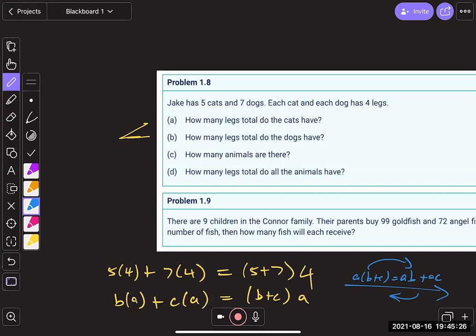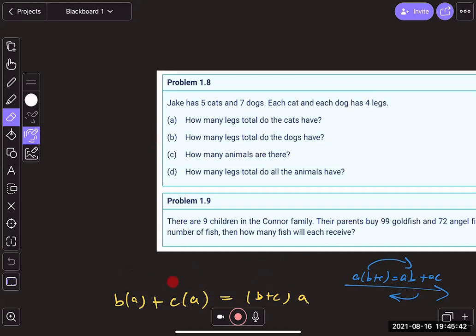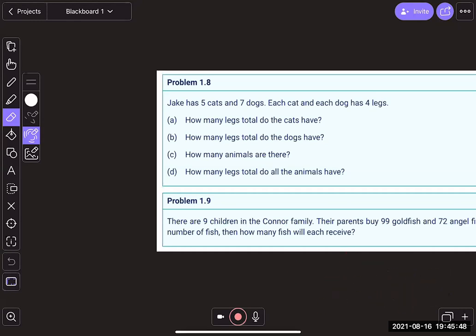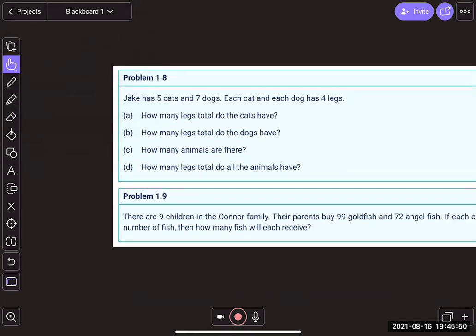So let's take a look at question 1.9. All right, so this right here, this A times B plus C thing, that is what we call the distributive property. So this is what we were looking for earlier. All right, problem 1.9.